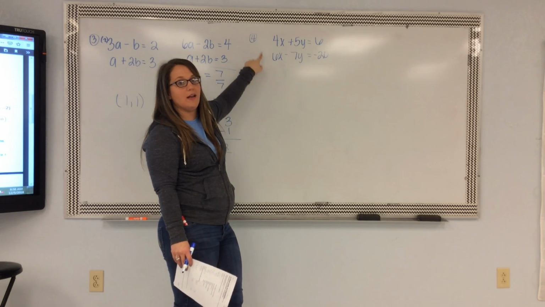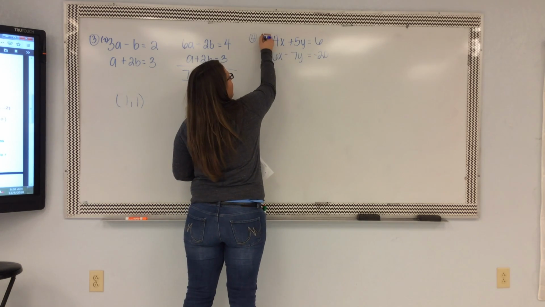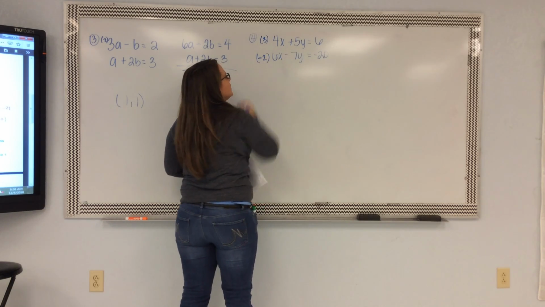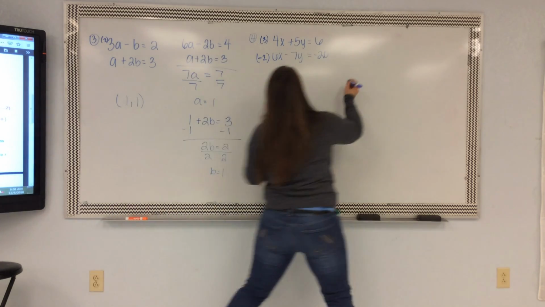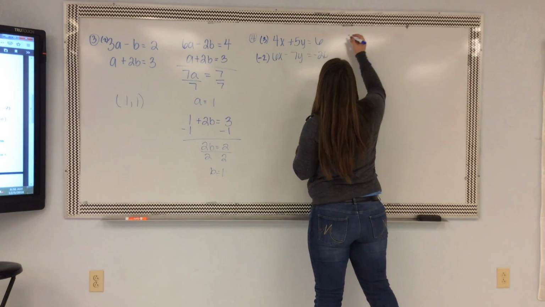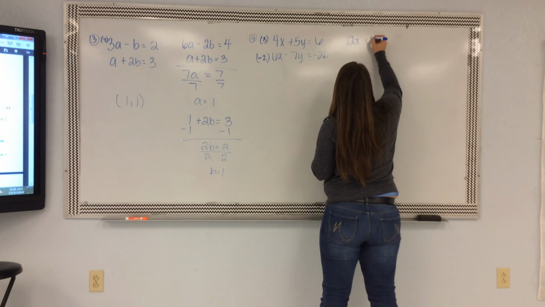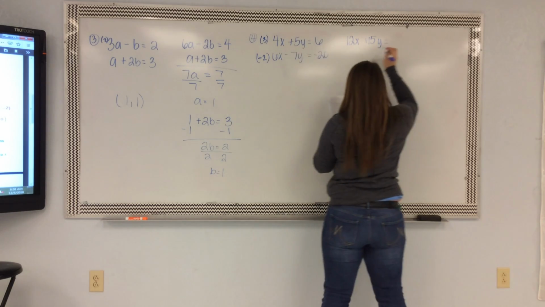So I have a positive 12 and a negative 12. Once I decided to get to 12, 4 times 3 gets me 12. 6 times 2 gets me 12, but I need it to be negative. So I'm going to multiply through by a negative 2. Okay? So my new problem becomes 3 times 4 is 12x. 3 times 5 is 15y. And then 3 times 6 is 18.